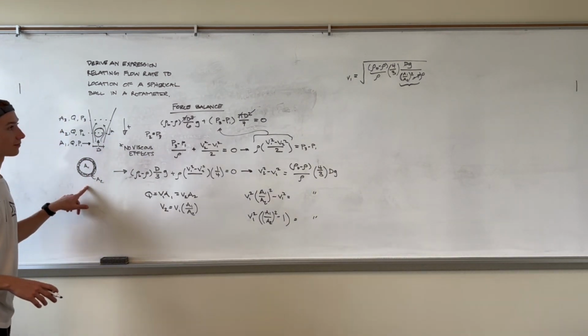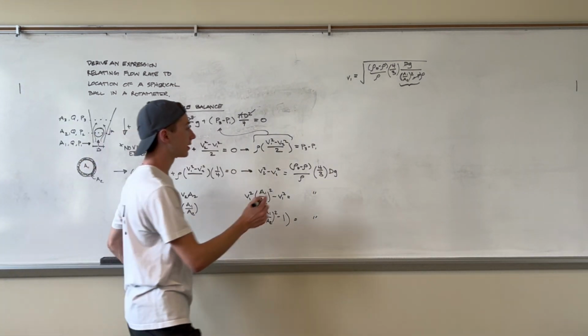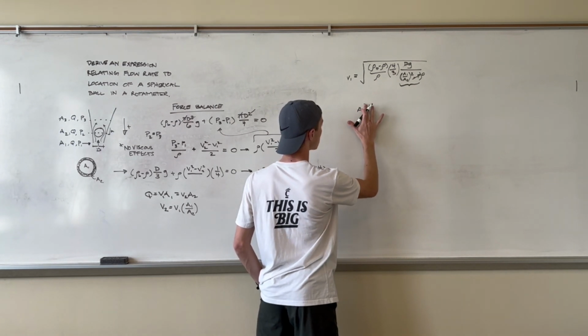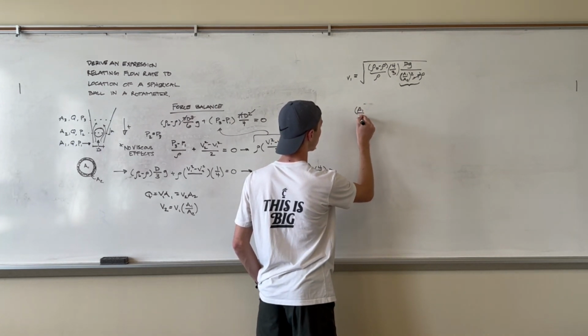Now that we have this picture drawn, we might as well write out what A1 over A2 squared is.